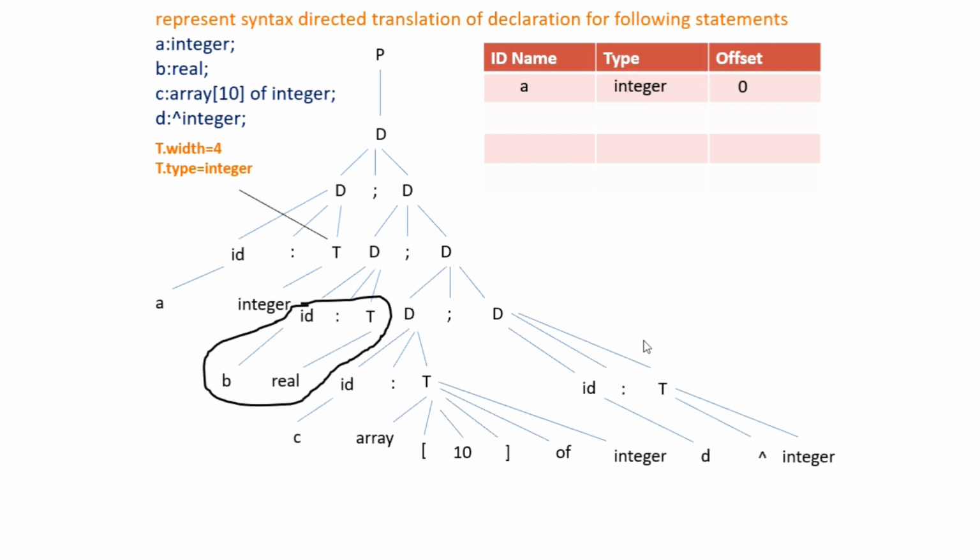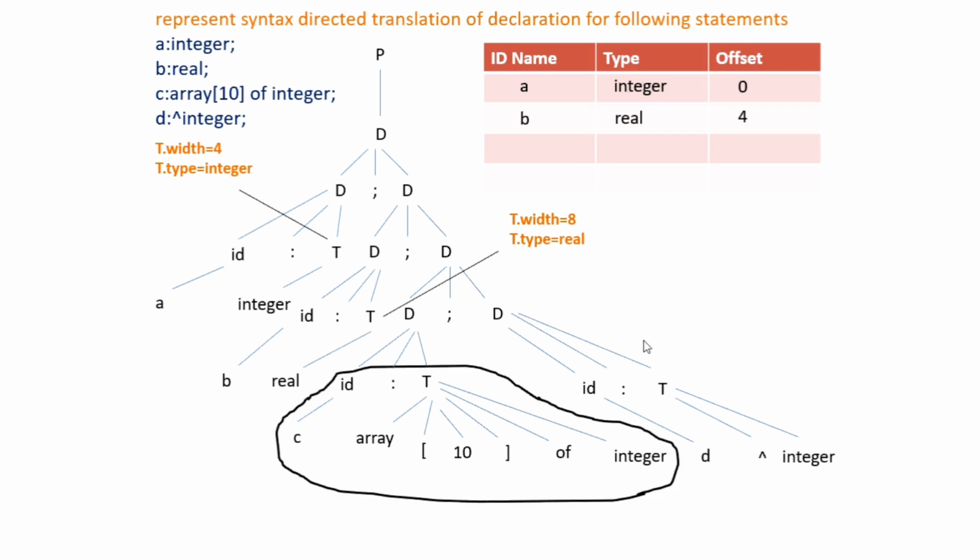Now we will make ID dot name is B and ID dot type is real. So ID dot type is real and the width is actually 8 here. So what happened here is, initially the size of integer is 4. So 0 plus 4, that's why it is 4 for the real data type, because real will be stored in the memory location called 4. Now we will go for the third one.